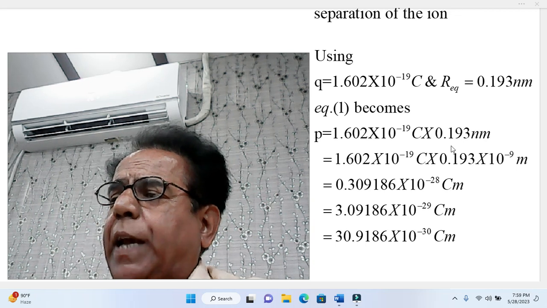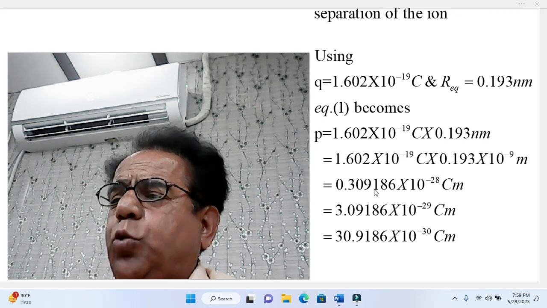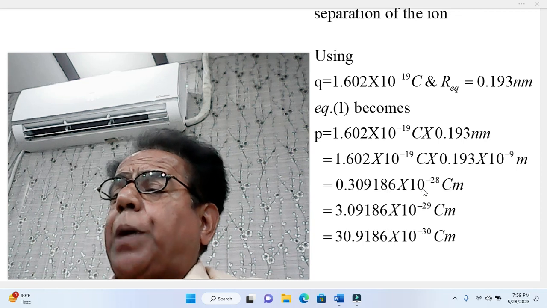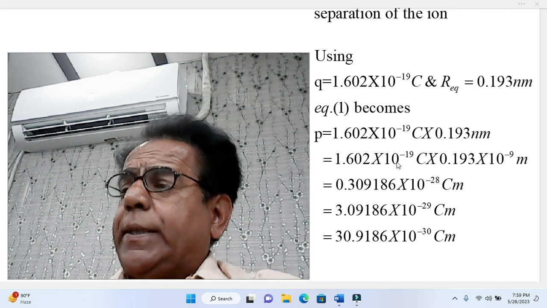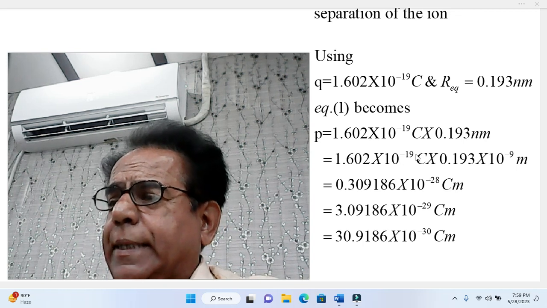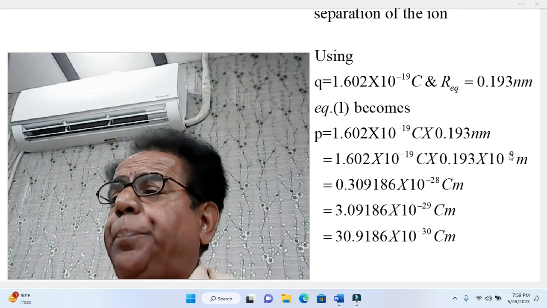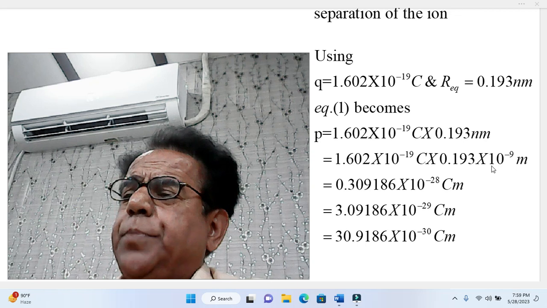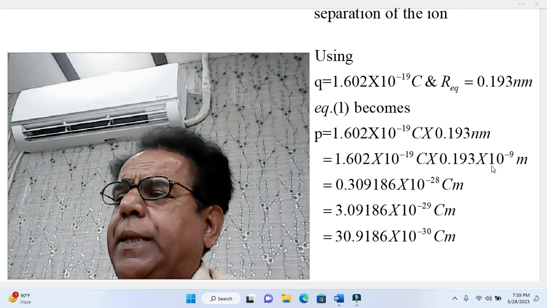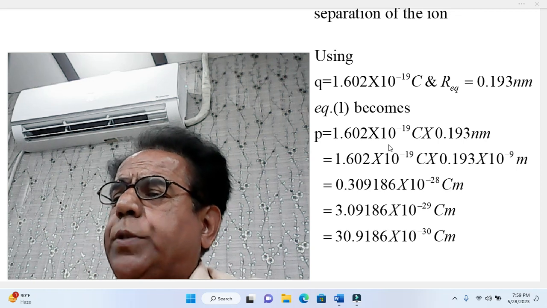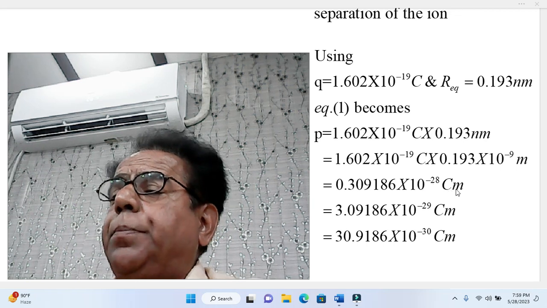The multiplication of these two values will become 0.309186 into 10 to power minus 28 coulomb meter. Dear students, actually this is 10 raised to the power minus 19 and this is 10 raised to the power minus 9. So according to the basic principles of multiplication in mathematics, these two terms will be converted into 10 to power minus 28 coulomb meter.